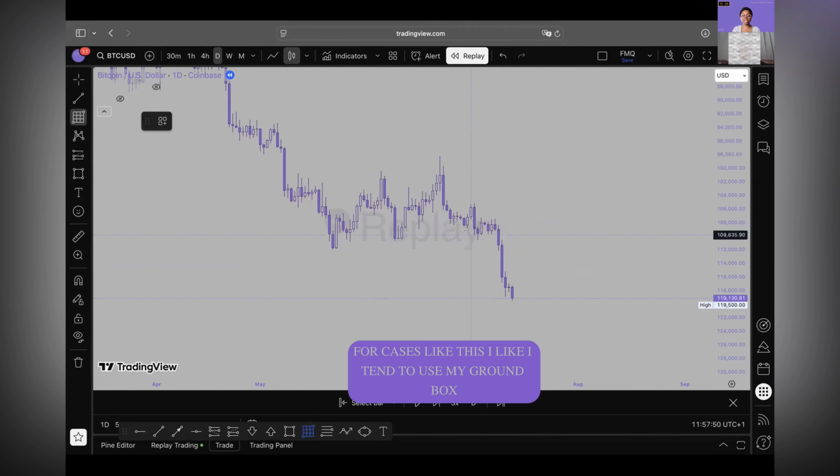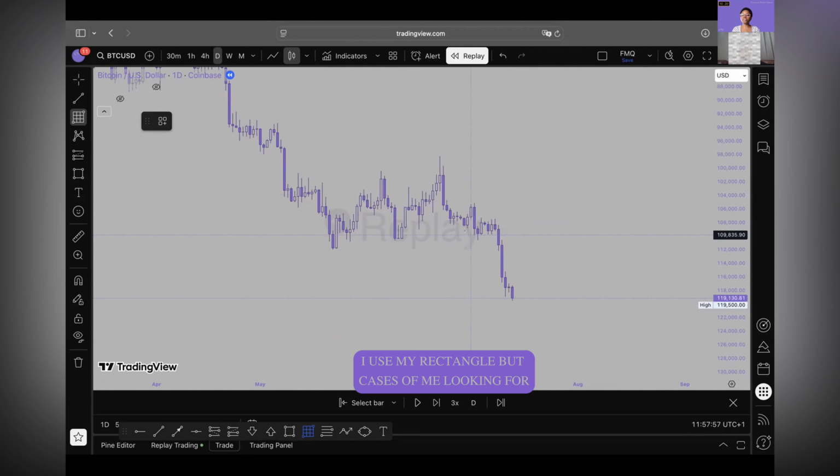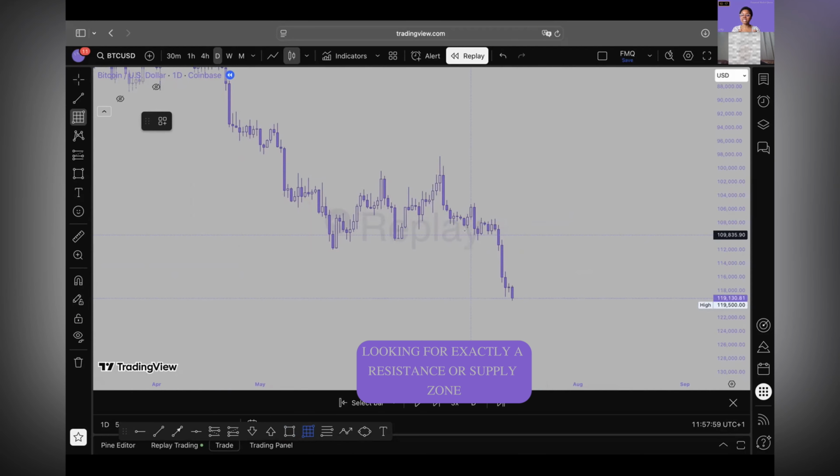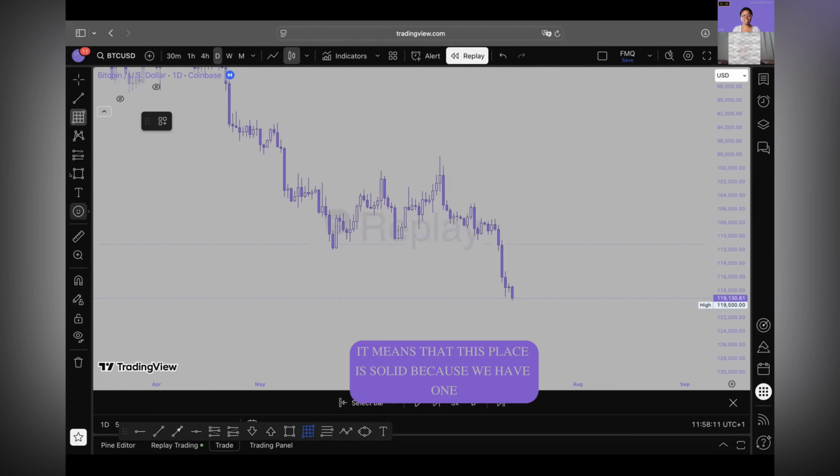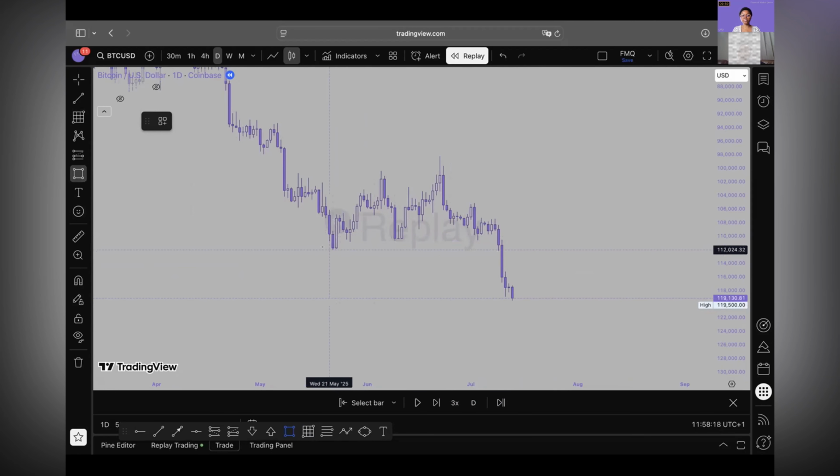For cases like this, I tend to use my ground box. For cases of me looking for multiple zones, I use my rectangle. For cases of me looking for exactly a resistance or supply zone or a demand or support zone, I like to use my ground box. So now let's say, yes, I assume, not even assume, this is a resistance zone, and it also has multiple touches. It means that this place is solid because we have 1, we have 2, we have 3. So let's say we use our rectangle.